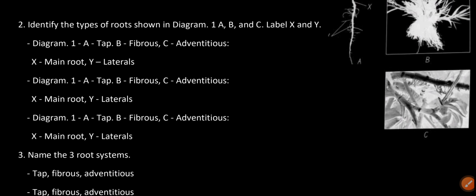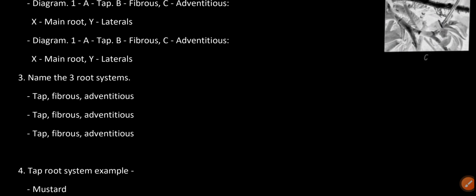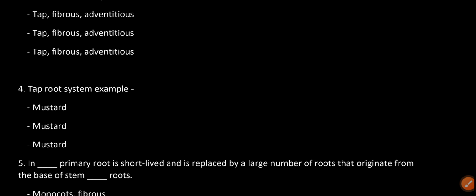Name the three root systems. Taproot system, fibrous, adventitious. Taproot system example: mustard.